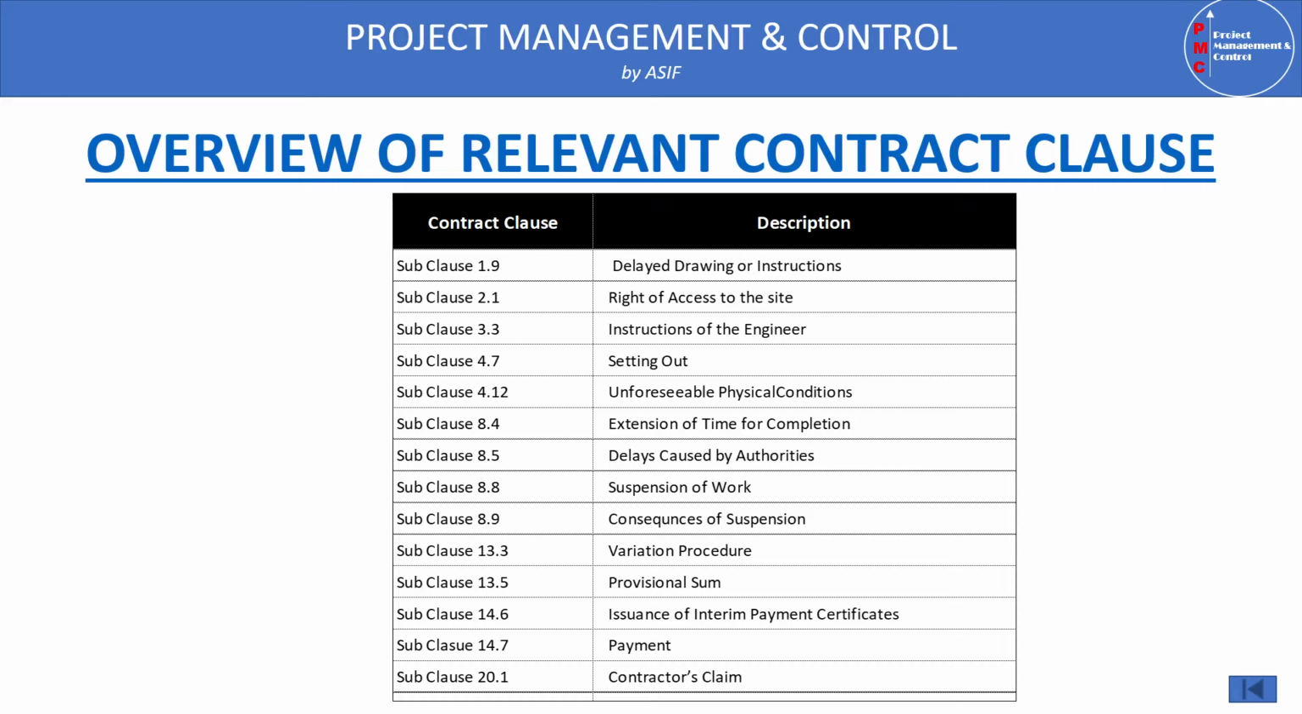Subclause 8.4, extension of time for completion. Subclause 8.5, delay caused by authorities. Subclause 8.8, suspension of work. Subclause 8.9, consequences of suspension. Subclause 13.3, variation procedure. Subclause 13.5, provisional sum. Subclause 14.6, issuance of interim payment certificate. Subclause 14.7, payments. Subclause 14.8, delayed payment, and subclause 20.1, contractor's claim. Now we will see all these clauses in brief.